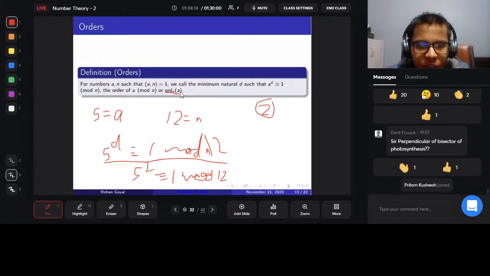So we define the order as the minimum number d such that a to the d is congruent to 1 mod n.